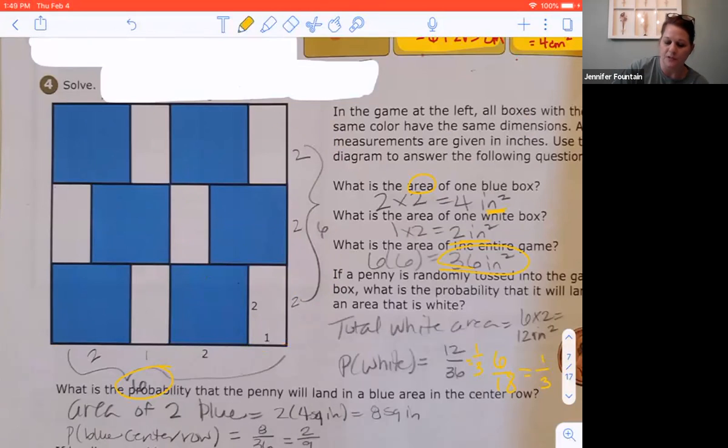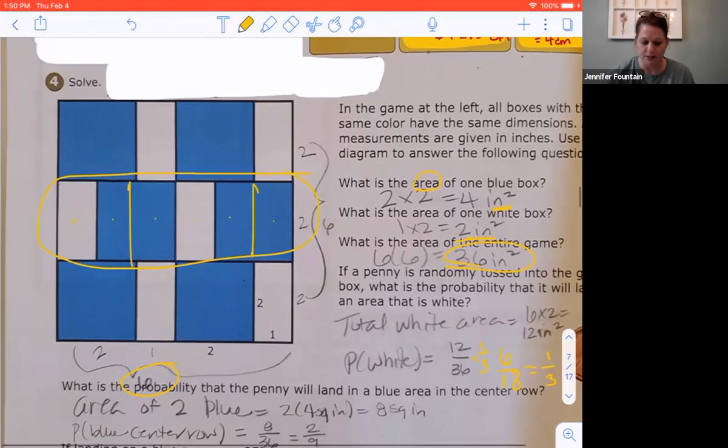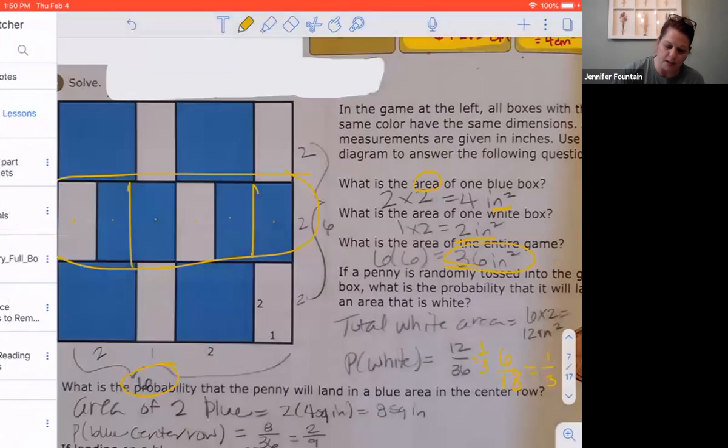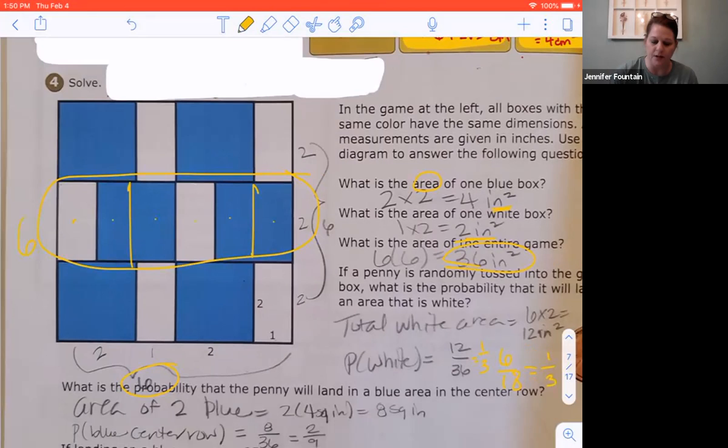Okay, so when I'm looking at my center row, I'm talking about that right there. So remember, if I break these into pieces, I've got 1, 2, 3, 4, 5, 6. So I have 6 total possible. And out of those, 1, 2, 3, 4 are the blue in the center row. So 4 out of 6, which is going to reduce to 2/3. Okay.